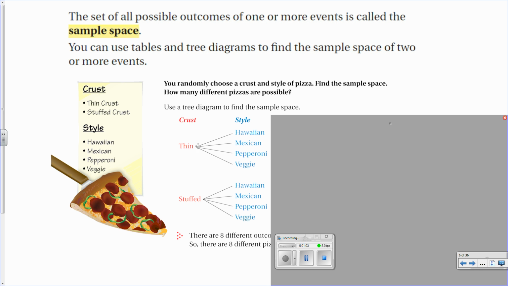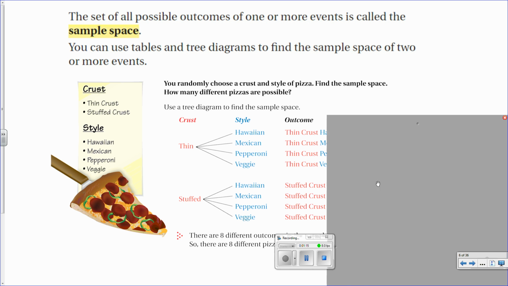So you could see that you could have a thin Hawaiian pizza, or thin Mexican, or thin pepperoni, or thin veggie, and the same thing for stuffed. And once you know what your tree looks like, you can write out your outcomes. You could have thin crust Hawaiian, thin crust Mexican. I'm okay if you abbreviate on these, but I do want you to write the outcomes. Thin crust pepperoni, thin crust veggie. Same thing with stuffed Hawaiian, stuffed Mexican, stuffed pepperoni, and stuffed veggie.